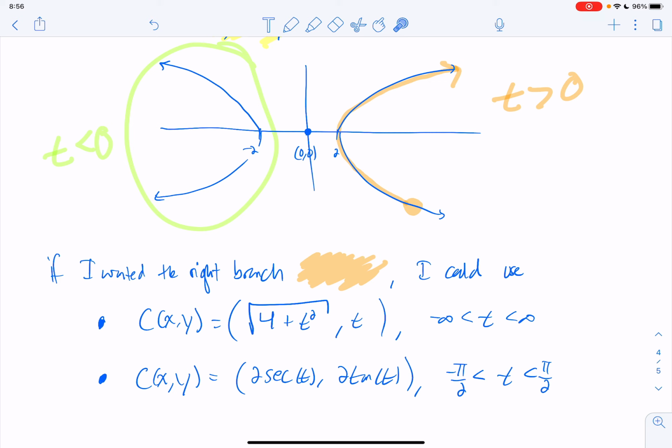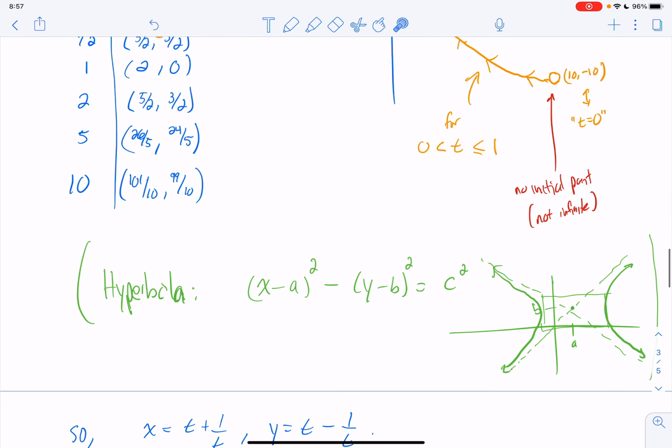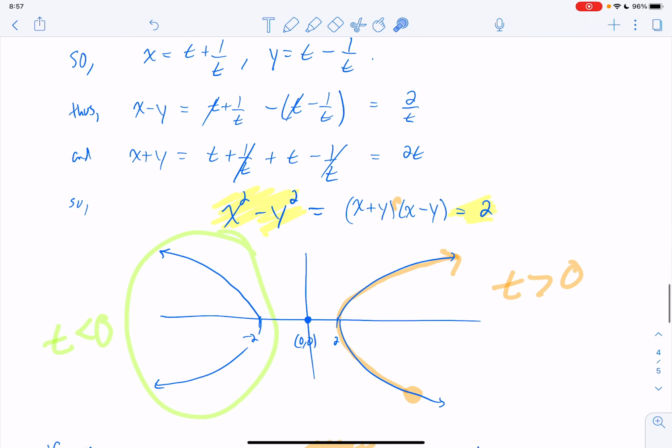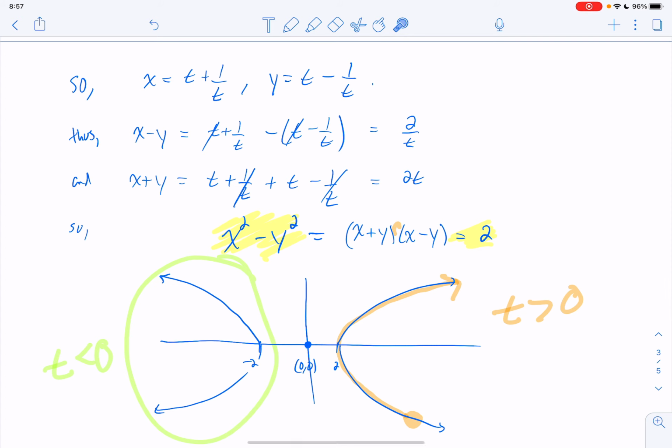Feel free to plug in these points and build a table of values and verify that you end up getting this right branch. I encourage you to do so. But the entire point here is that at the end of the day, when looking at a parametric equation, make sure you plot as many table of values as you can. Carefully trace out the path of your parametric curve. Eliminate the parameter where possible, but know that that's only so helpful. It sometimes gives you too much information.